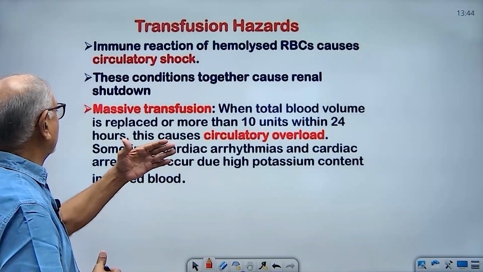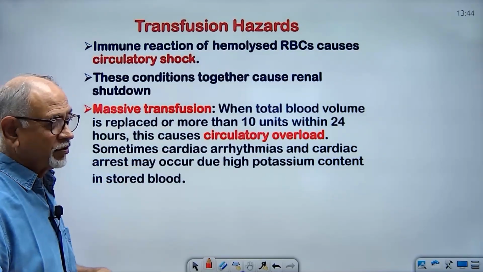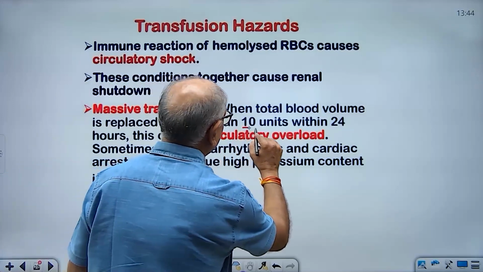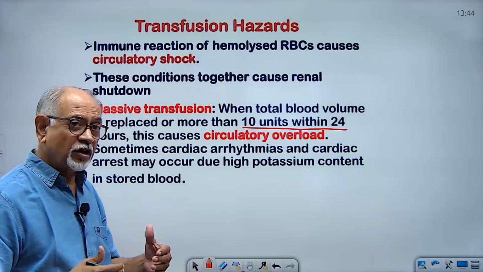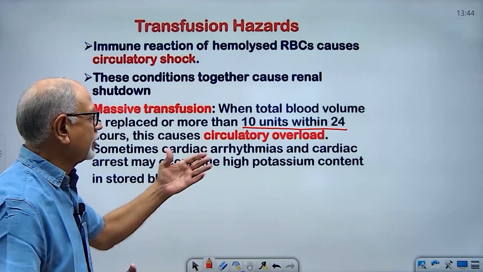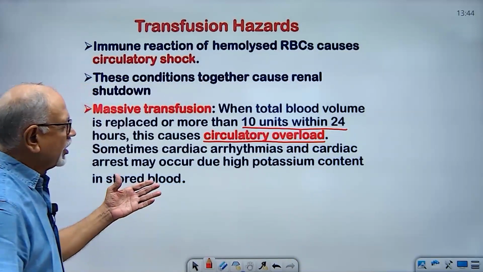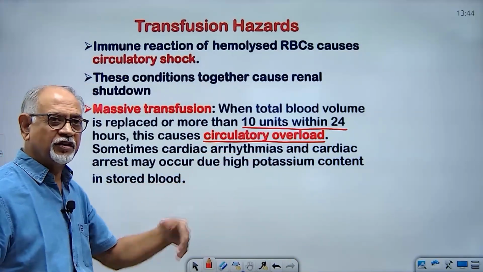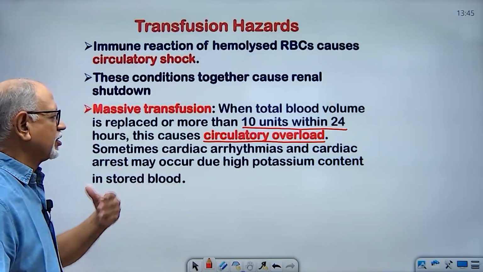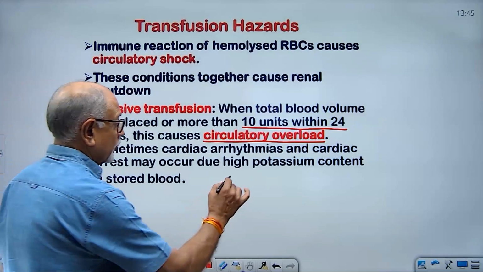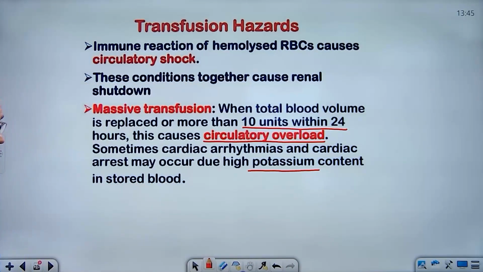When total blood volume is replaced or more than 10 units are given within 24 hours, it causes a load on the heart. We call it circulatory overload. Sometimes cardiac arrhythmias, that is irregular heartbeat, and cardiac arrest may occur due to the high potassium content which is found in the stored blood.